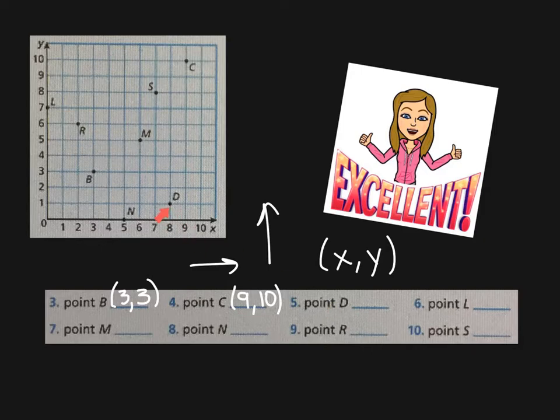Point D is located here on our coordinate plane. So you can see on the x-axis that lines up with 8, so that means they went in 8. And then only up 1, because it corresponds to 1 on the y-axis. So 8, 1 is the point for point D.